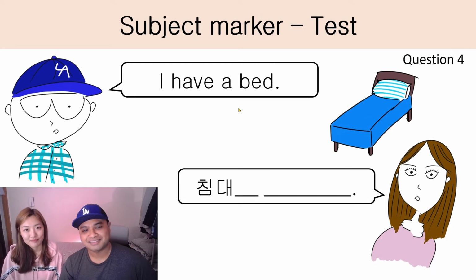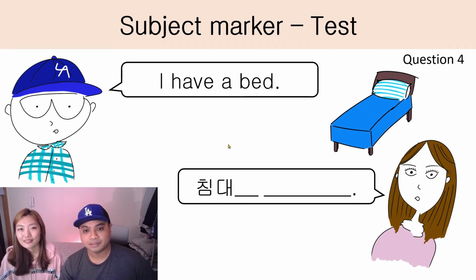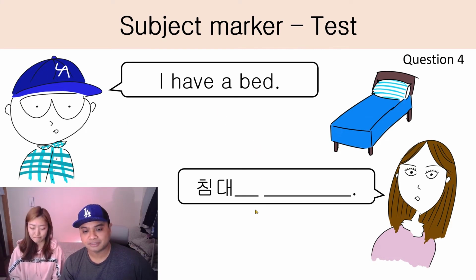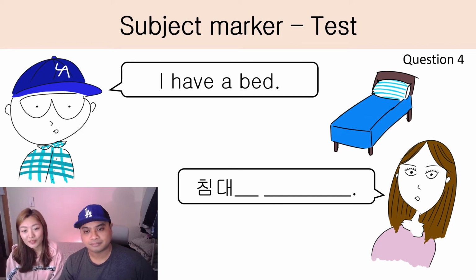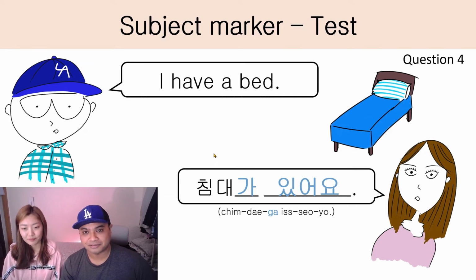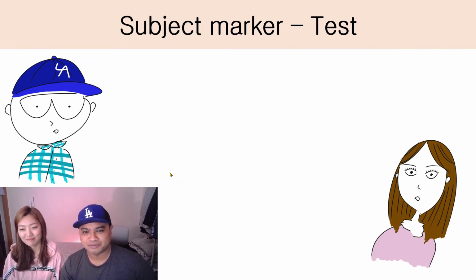All right. So this sentence says, I have a bed. To say bed in Korean, you can say 침대, and this ends with a vowel. Because it ends with a vowel, you need to use 가, ga. To say I have a bed in Korean, you can say, 침대가 있어요. Yes. Let's move on to the next question.